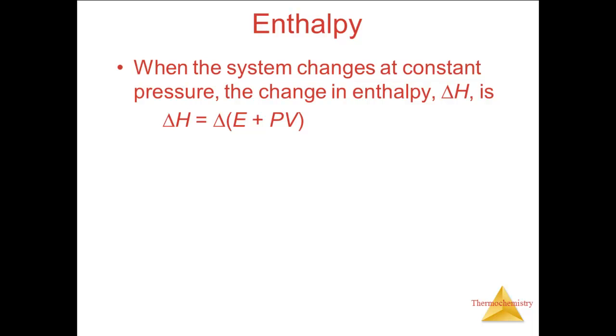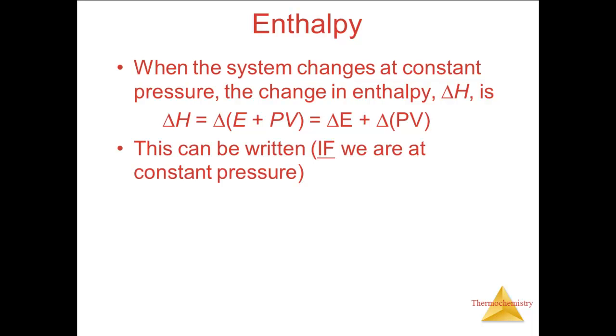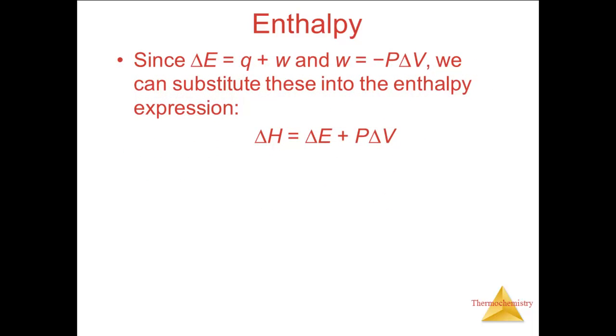Delta H equals delta of the quantity E plus PV, which equals delta E plus delta the quantity PV. If the process occurs at constant pressure, then this becomes delta H equals delta E plus P delta V. At constant pressure, then, when all the work being done is PV work, we have the following. Delta H equals delta E plus P delta V.